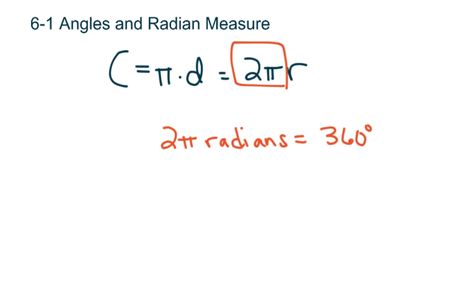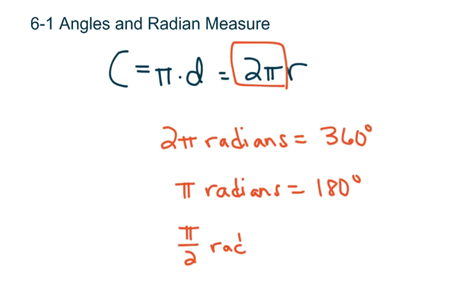Well, if 2 pi radians is 360 degrees, if you divide both sides by 2, you find out that 1 pi radian is 180 degrees. We're going to use this fact to convert between degrees and radians and between radians and degrees so that you can start to learn this new unit of angle measurement. Now, I do want to tell you what happens if you divide both sides by 2 again. You find out that pi over 2 radians is the same as 90 degrees.